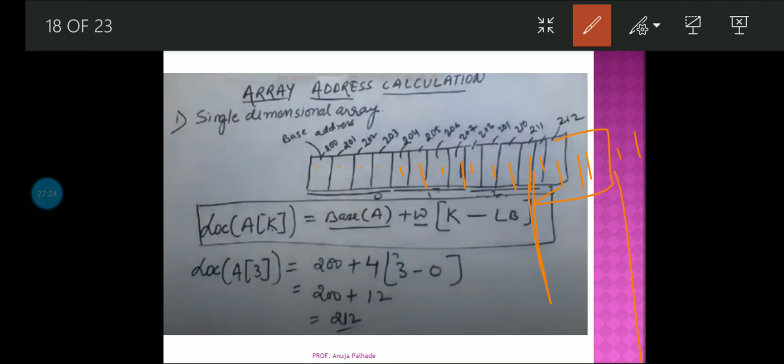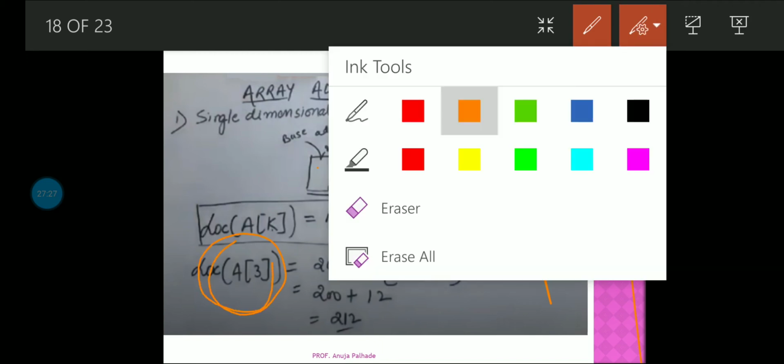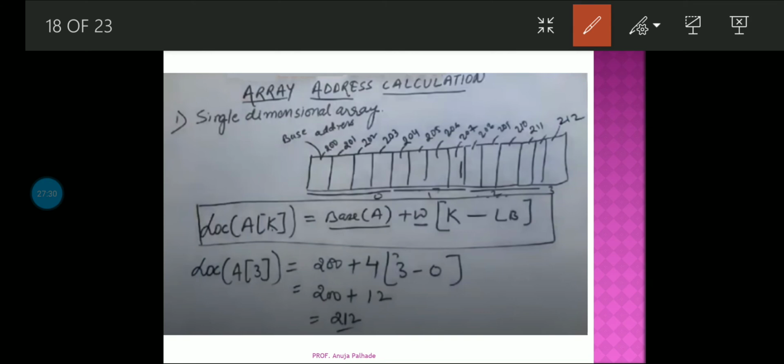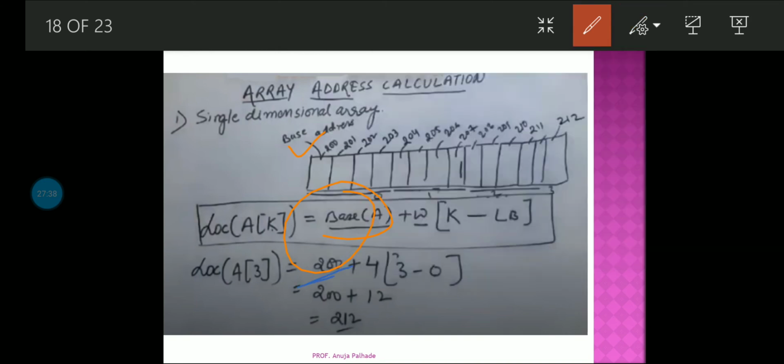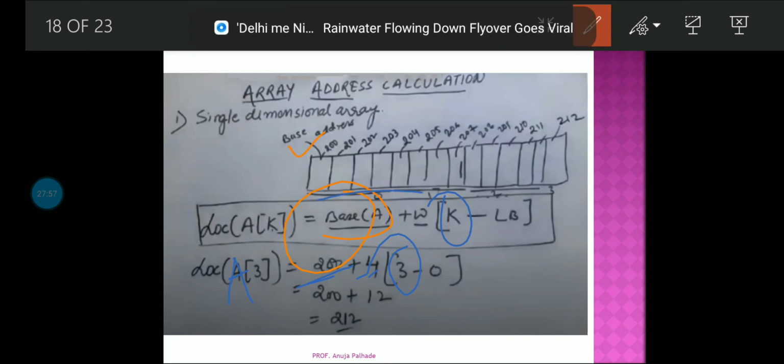So now the base address of the fourth index we have to find here. So how would you find it out? What is the base address? 200, that is given. Base address is 200, then 4 is the word size you have taken, then k is the index for which you have to find the address, that is for A of 3 you are finding. So 3 is k, and minus the lower bound, starting from 0 base indexing. 0 is given here, you can see 0 is given here.